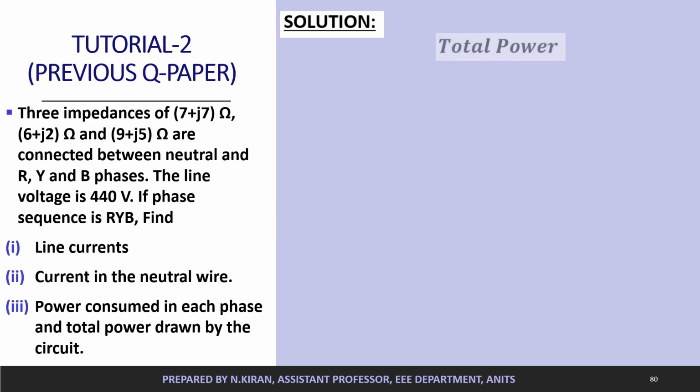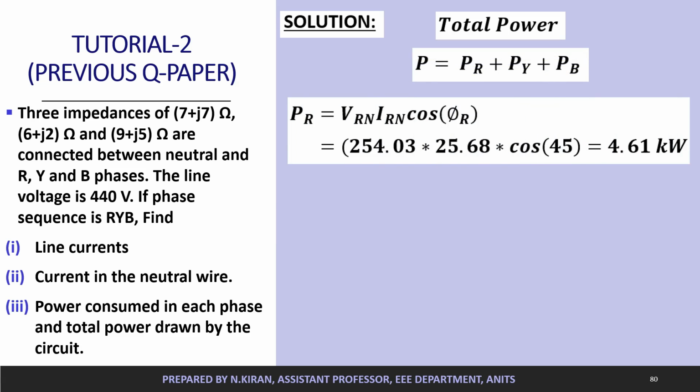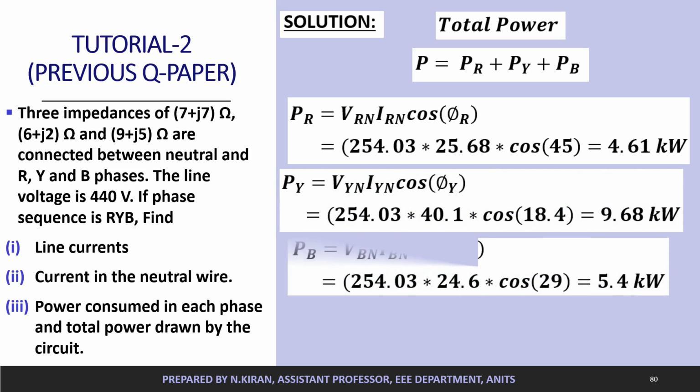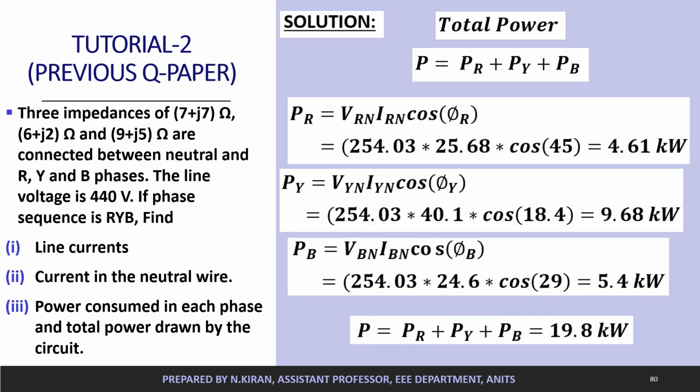The power in each phase can be calculated by calculating the corresponding power in each phase, PR, PY, PB, and the sum of all the powers in the respective phases will give the total power consumed, which is 19.8 kilowatts.